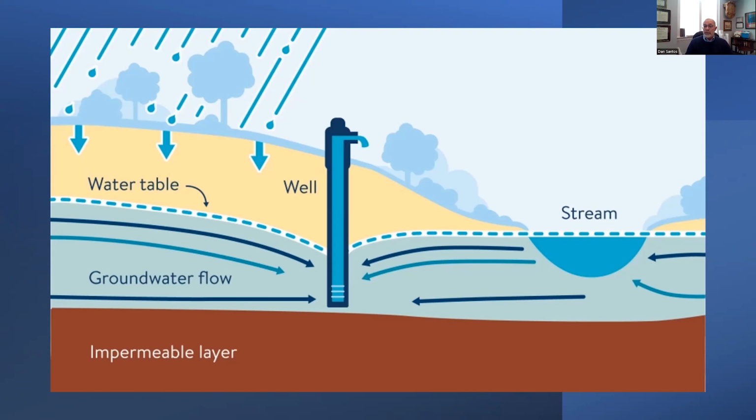And we have to watch out. See, if this well was put closer to this stream, it's possible that pumping the well could draw down the level of the water in the stream, or if it was a lake, make the lake level go down. So we have to be careful about that.